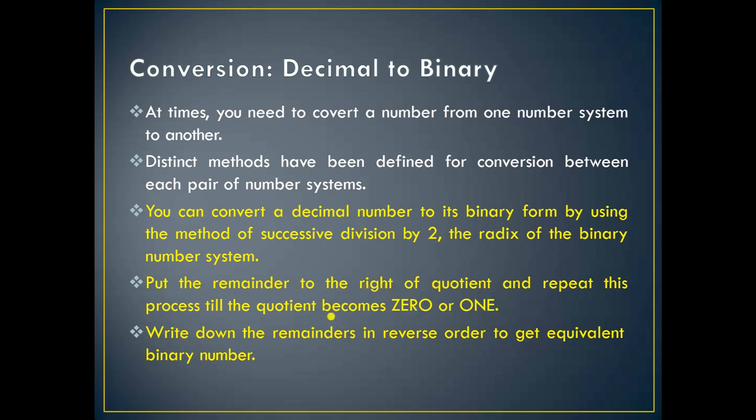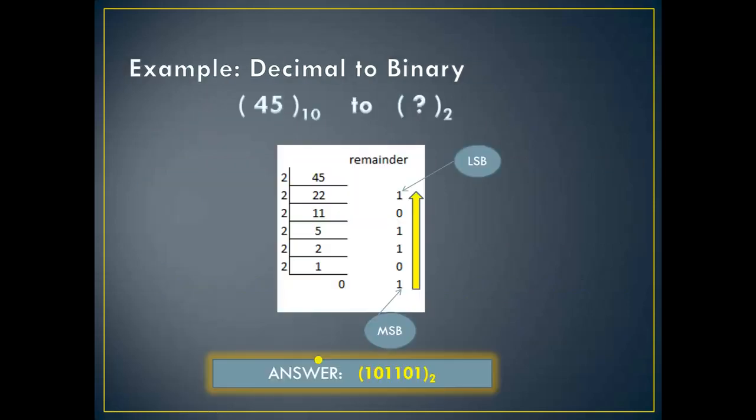Then you have to keep the remainder, which is in the form of either 0 or 1. Then you have to write the remainder in reverse order. How will you write? See the example. 45 is a decimal number. You can see the base. Then you have to convert it into base 2. So whatever the base is, you have to divide that number by that base.